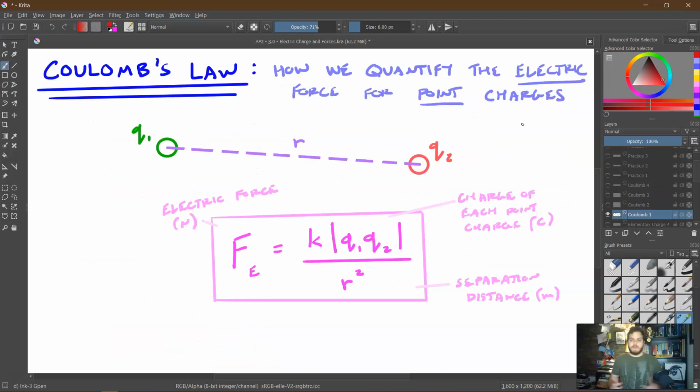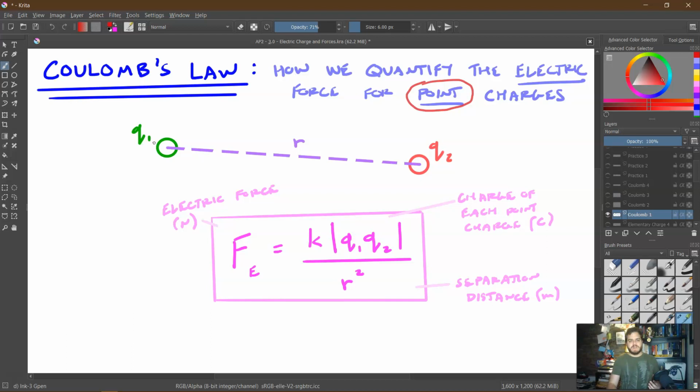Additionally, last year, and honestly way back in chemistry, you learned about Coulomb's law, which is how we quantify the electric force for point charges. Now, what exactly do we mean by a point charge? We mean that if we're using Coulomb's law, we're only using it with very, very simple charge arrangements. So these point charges should be essentially little spherical pieces of charge.